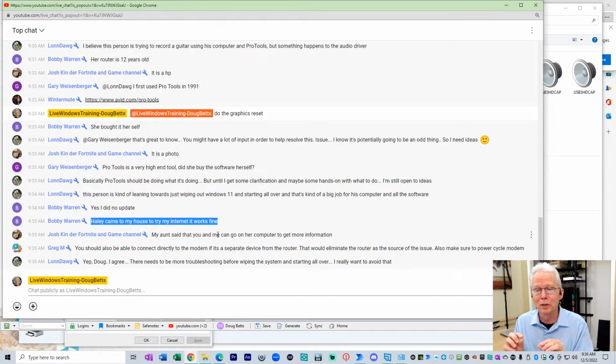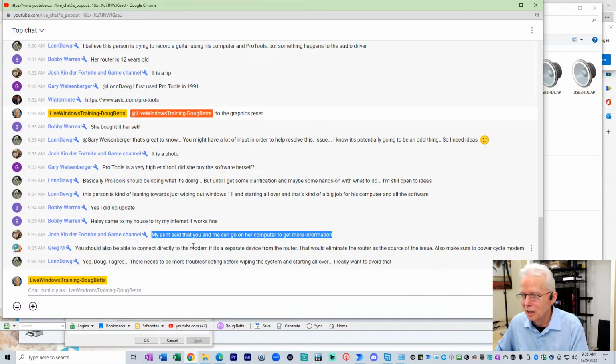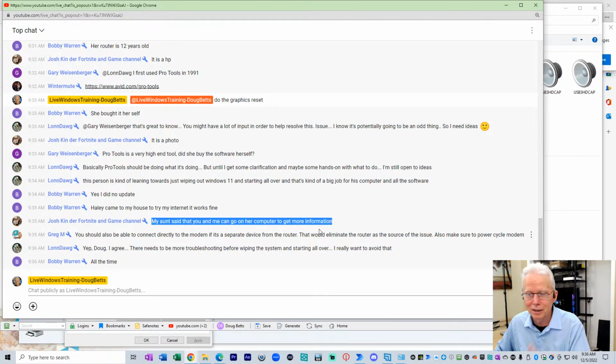Of course, we don't know what the test is. Is it a consistent symptom all the time, or is it an intermittent symptom? I know you know this more than we do, Bobby. So we're throwing out ideas and asking questions. My aunt said that you and me can go on her computer to get more information. Okay, so that would imply to me that you don't know, Josh. Okay, so perhaps we would do that during a Windows Daily or on Saturday to get more information.